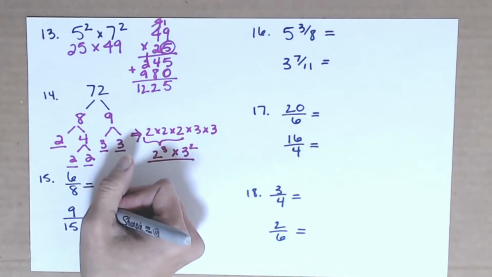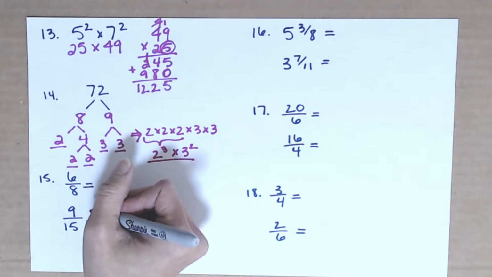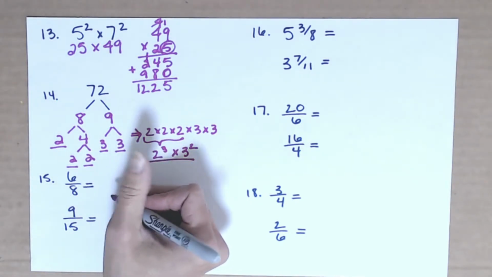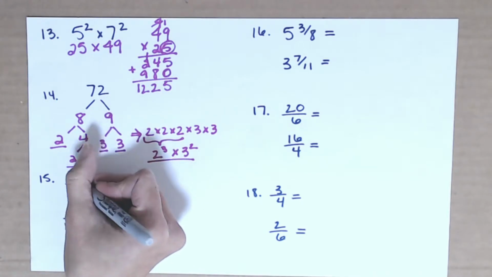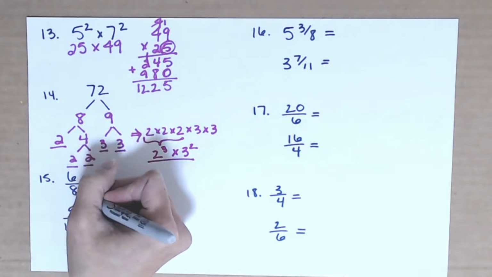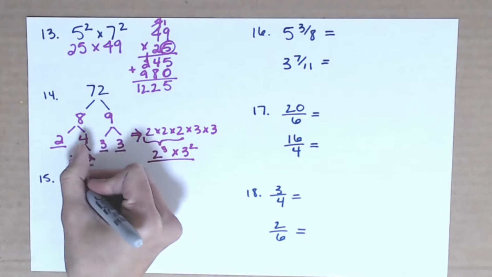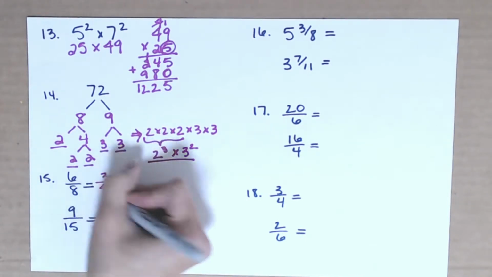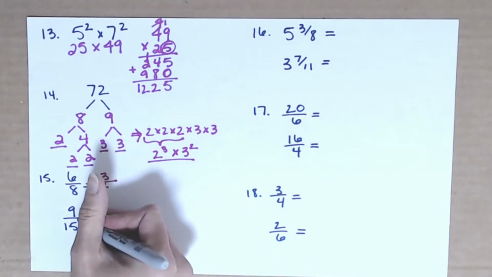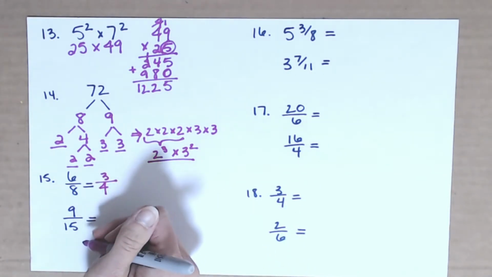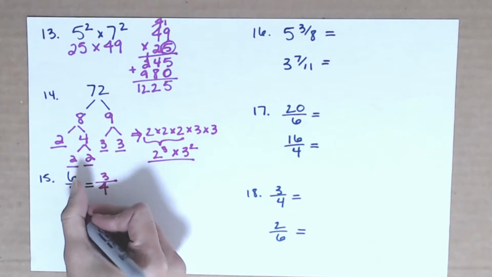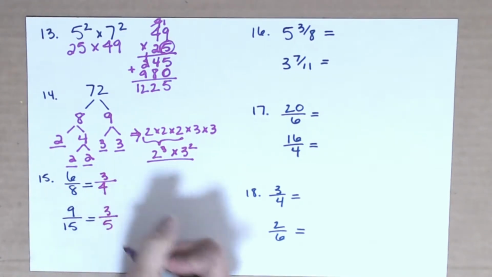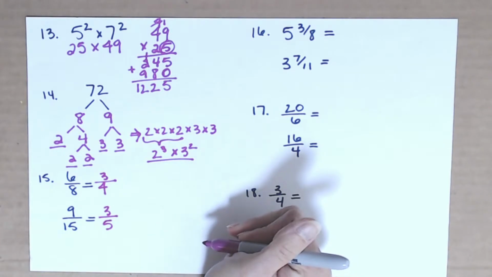For number 15, we just need to simplify these fractions. 6/8, we can simplify that because there is a common factor to both the numerator and denominator. They're both divisible by 2. So if I do 6 divided by 2, I get 3, and 8 divided by 2, I get 4. And 9/15, they have a common factor of 3. So I divide 9 by 3, I get 3. 15 by 3, I get 5, 3/5.